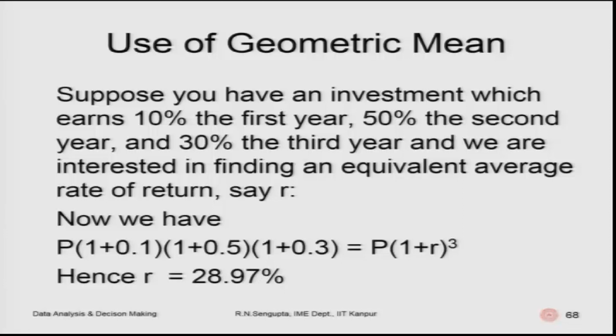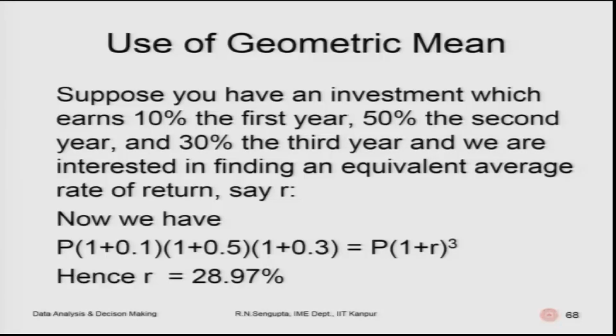Now, we will consider the case of geometric mean. I have already given the example, I will just repeat it for your convenience. Suppose you have an investment which earns 10% in the first year, 50% in the second year and 30% in the third year, and we are interested in finding the equivalent average rate of return. Consider it is r for all 3 years. In the first year, if the principal amount is p, the value after the interest is added will be p multiplied by 1 plus 0.1. After 2 years, it will be the principal amount into 1 plus 0.1, which you already know.